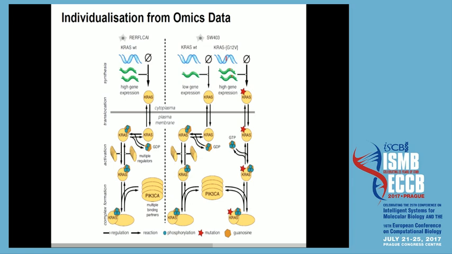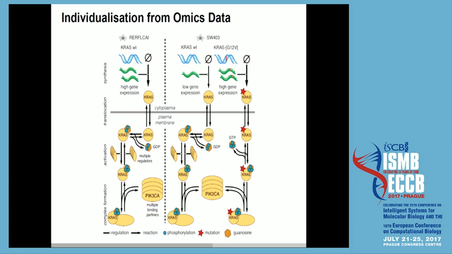So you have the binding to GDP, then you have the upstream activation from EGFR, and then you have the downstream binding to PIK3CA, which then induces all the downstream signaling.